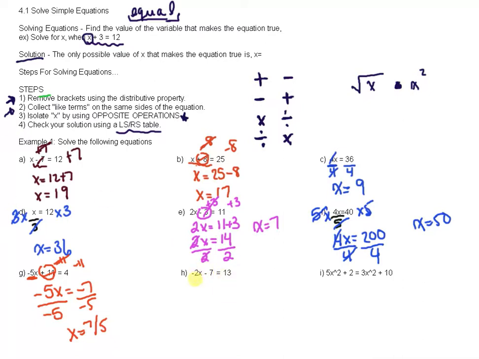Okay, next one. The negative 2 is attached to the x, so let's just get rid of this 7 first, the negative 7. So add 7 to both sides. Those cancel out. I get negative 2x equals 13 plus 7, which is 20. Now, negative 2 and x are stuck to each other for multiplication, so we do the opposite. We divide, and I get x equals negative 10.